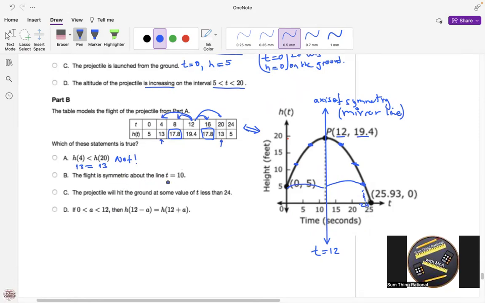The flight is symmetric about the T is equal to 10 line. Oh, the flight is not symmetric about the 10 line. The flight is symmetric about T is equal to 12, okay? Because of that, it is not correct.